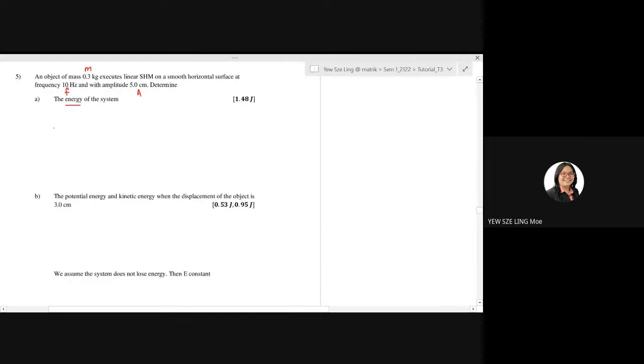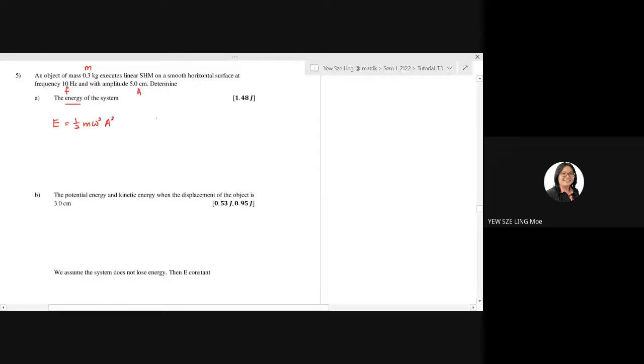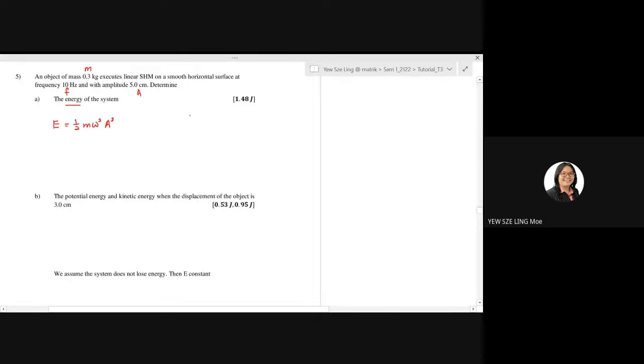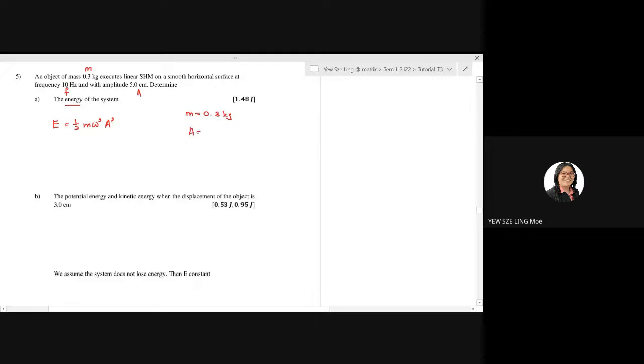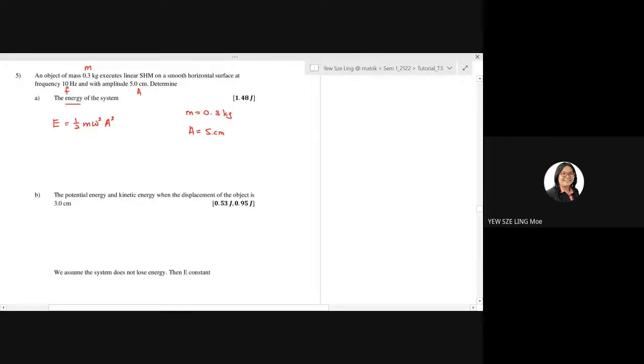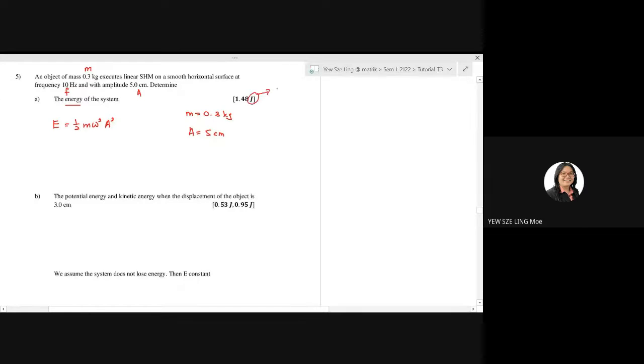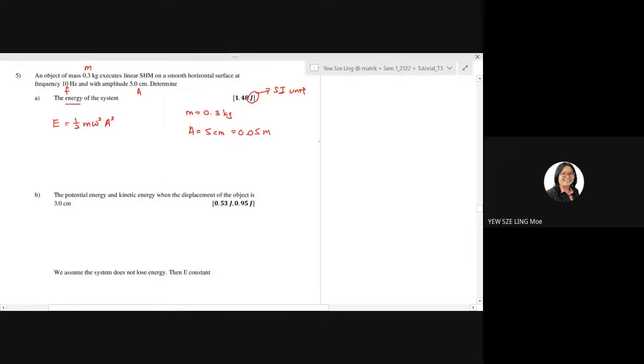So energy, we know E is equal to 1/2 m omega squared A squared. Look at the question. We do have m, 0.3 kg, in terms of SI unit. And now we have A, 5 cm. Now we cannot keep it in cm. We need to change it into meters, because energy in joules is the SI unit. Right? So 5 cm is equal to 0.05 meter.